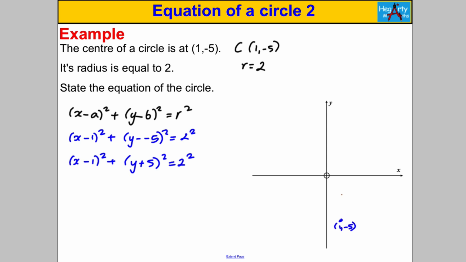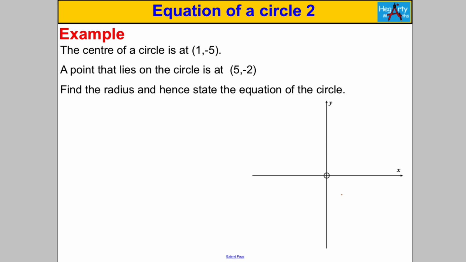We know we've got a circle of radius 2, so because it's radius 2, it won't go above here. It will look something like that. And we could just label in the radius of 2 like that. And we're done. Right, next one.